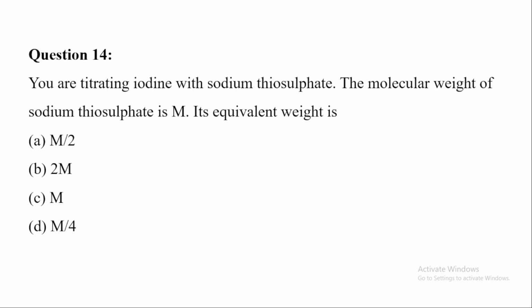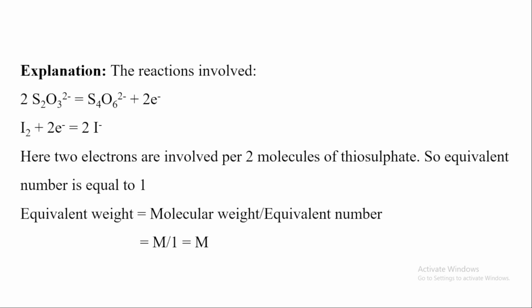So let's see the reaction. The reaction is basically S2O3 2 minus plus I2 is equal to S4O6 2 minus plus 2I minus. That means if you see, S2O3 2 minus is getting converted into S4O6 2 minus. S2O3 2 minus is nothing but the sodium thiosulfate in ionic form. So sodium and thiosulfate ion will get dissociated in water. So that's why it is written in this form.